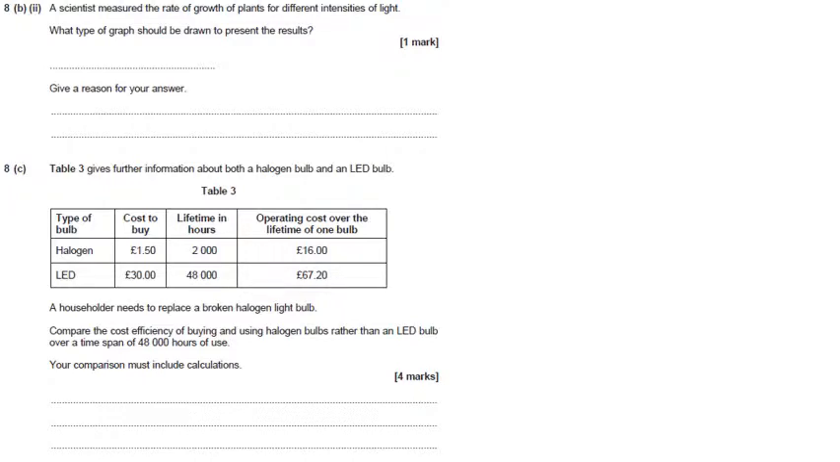In B part 2, it wants us to recognise that the rate of growth of a plant, i.e. the length of a plant, is a continuous value, and the intensity of light is also a continuous value. So the type of graph you would draw for that is a line graph, because both variables are continuous.